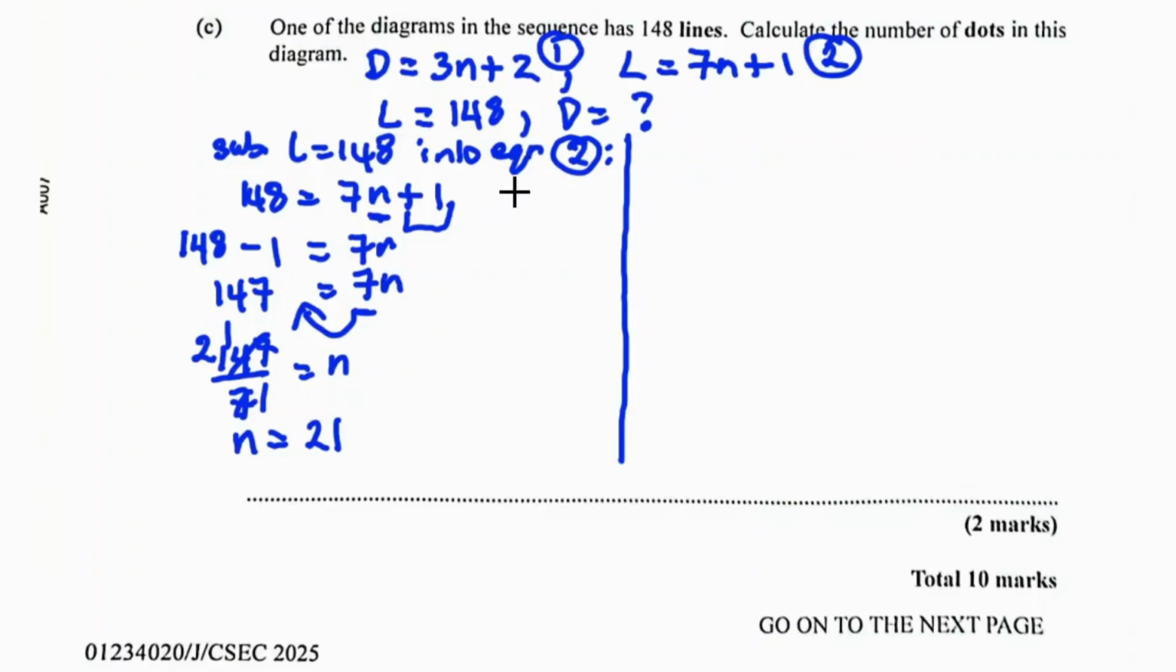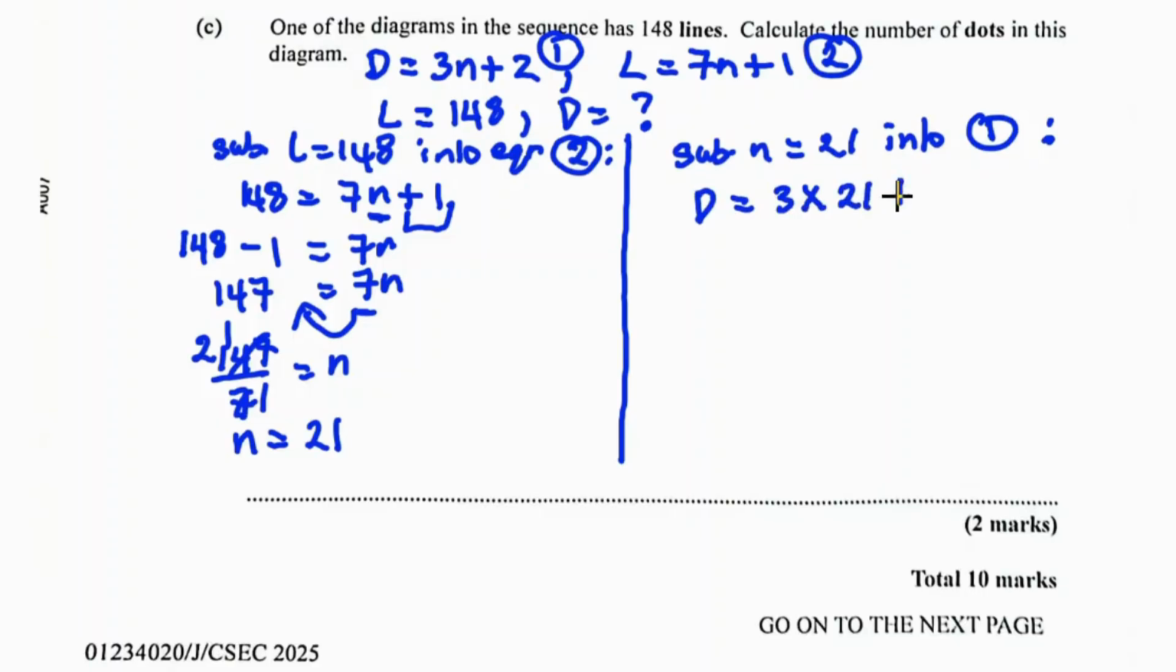Now what? What they asked us for was to find d, right? Remember this? They asked us to find d. So now we have n. We have an equation for d here. D is equal to 3n plus 2. So now we simply substitute n is equal to 21, which we just found, into equation 1. So let's do that. So d, therefore, is equal to 3 multiplied by 21 plus 2. And of course, using BODMAS, we are going to work the multiplication first, which gives me 63 plus 2, which is equal to 65.